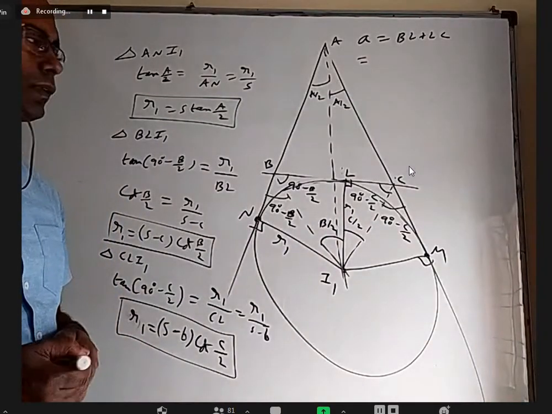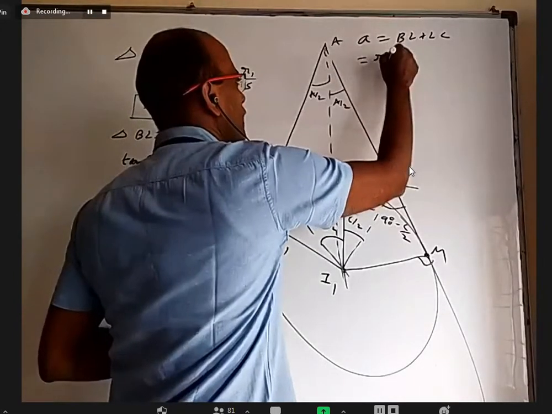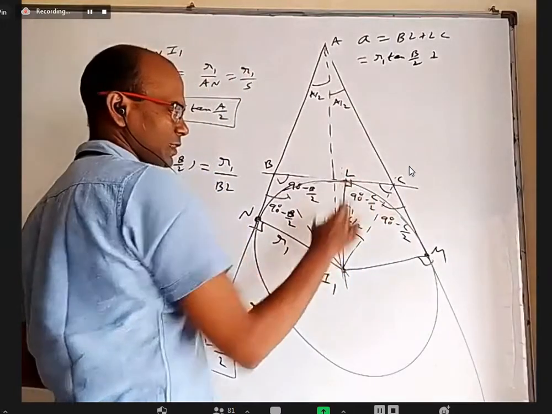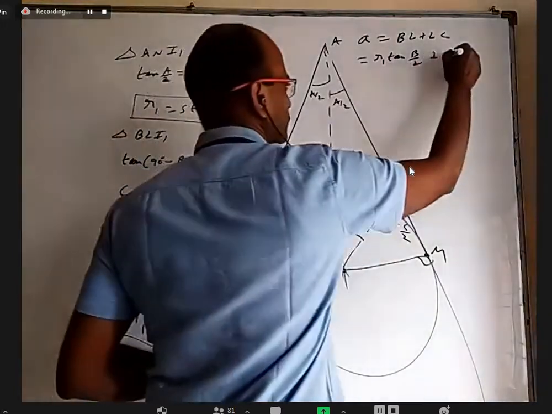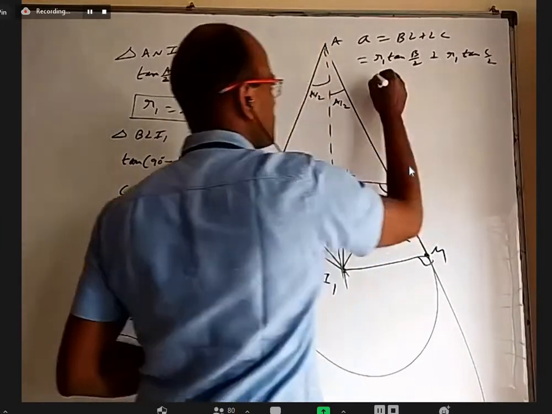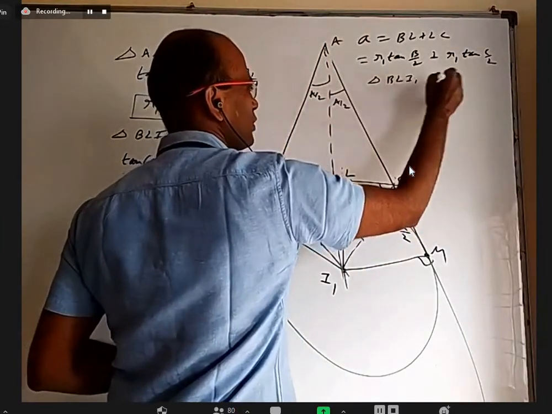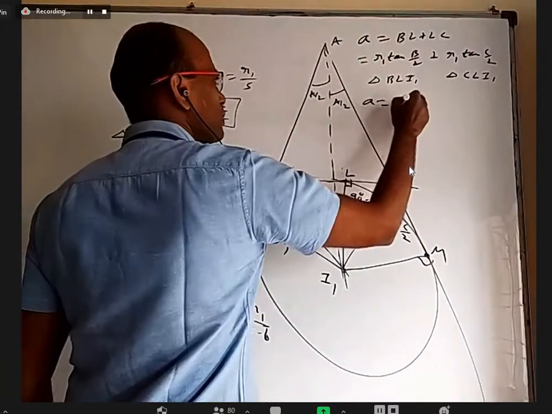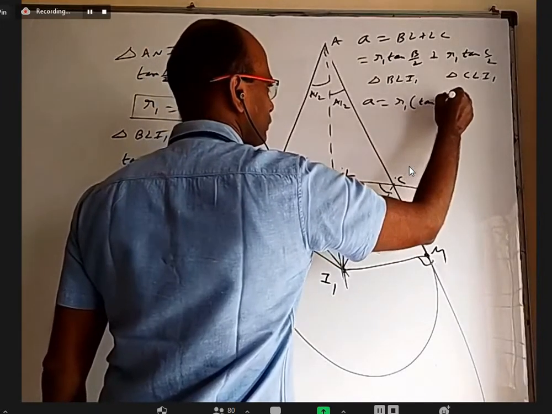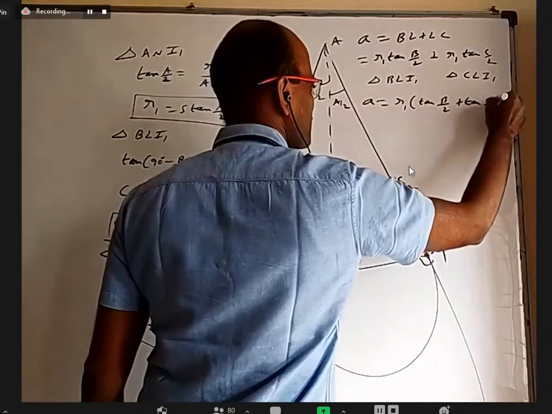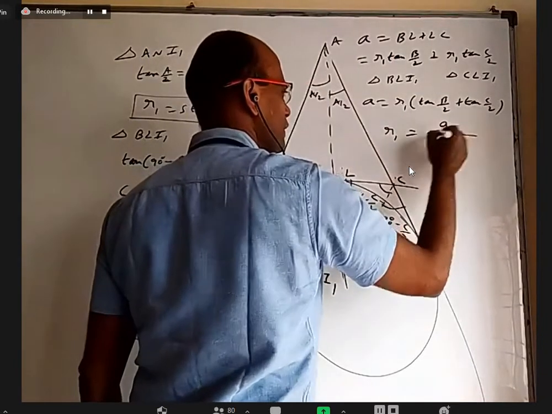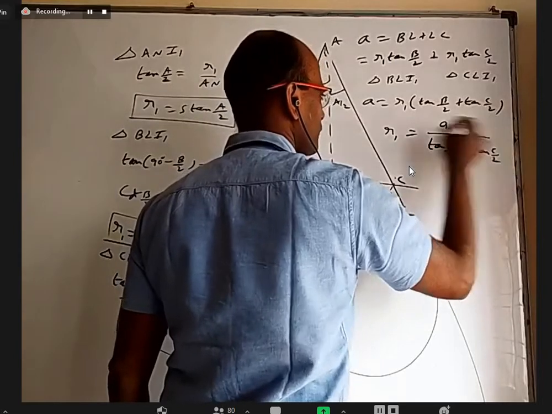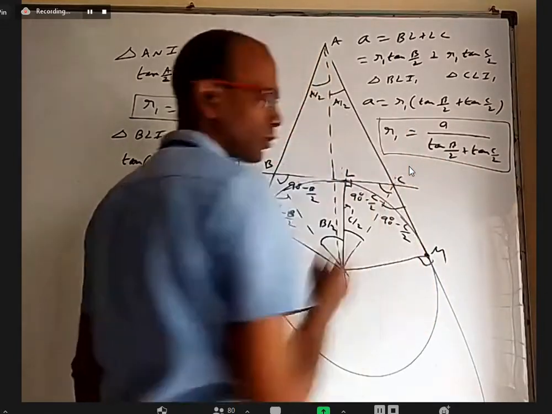R1 tan B by 2. Yes. This will be R1 tan B by 2. And from this small right angle triangle, this is R1, this is C by 2. So this will be R1 tan C by 2. This is from triangle BLI1, this is triangle CLI1. So A equal to R1 common, tan B by 2 plus tan C by 2. So R1 is equal to A by tan B by 2 plus tan C by 2. This itself is a formula, but we don't use that often.